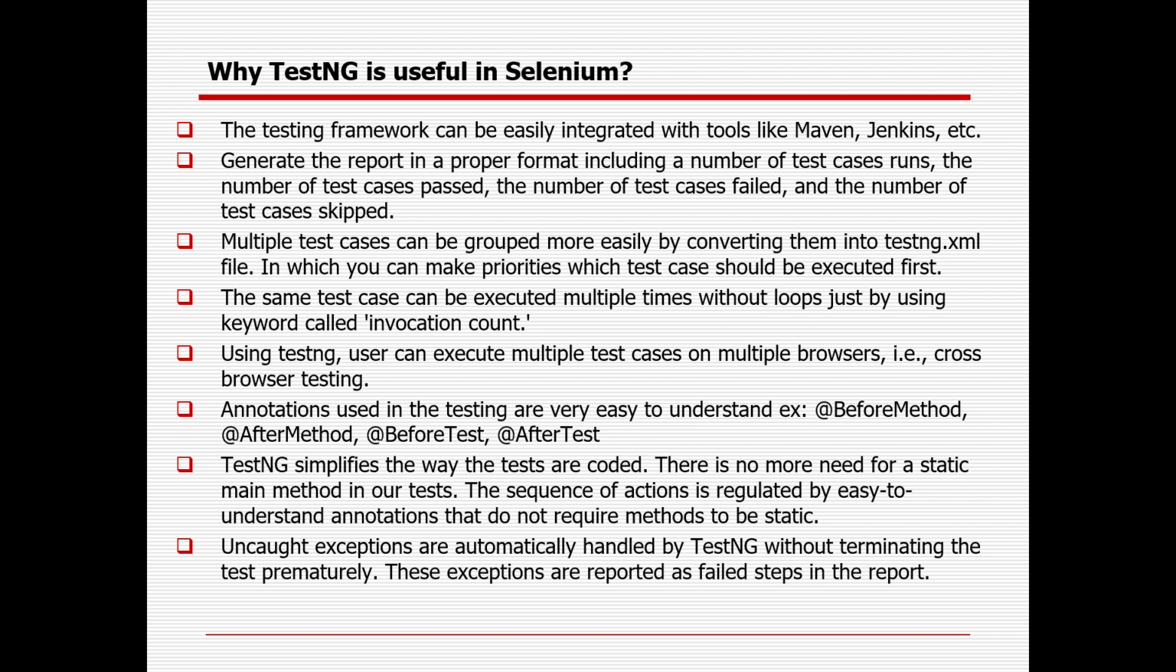Okay. So multiple test cases can be grouped more easily by converting them into the testng.xml file, in which you can set the priority of which test case should be executed first. So why is grouping required? Say you have 100 test cases. Sometimes you can run all 100, but not always do you need to run 100 test cases again and again. So you can segregate the test cases based on the testing type, maybe like smoke or regression, integration, end to end, UAT, like that. And you can also segregate the test cases based on the application.